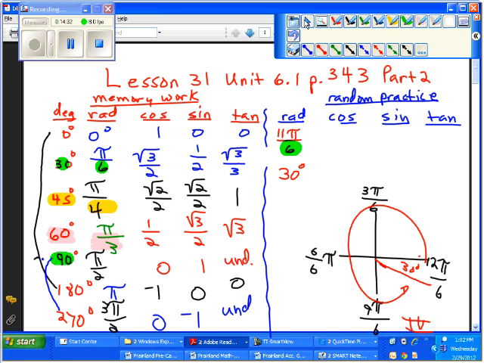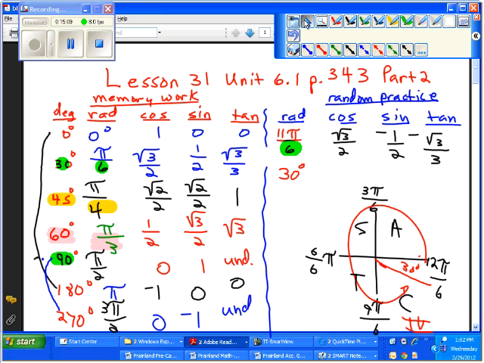Okay, so what is the cosine of 30 degrees? Square root 3 over 2. I'm in quadrant 4, A smart trig class. Cosine is positive, so it stays positive. What's the sine of 30? 1/2. In quadrant 4, sine is negative. What's the tangent of 30? Square root 3 over 3. And in quadrant 4, tangent is negative. That's probably enough of them. You get the point that we're trying to make.